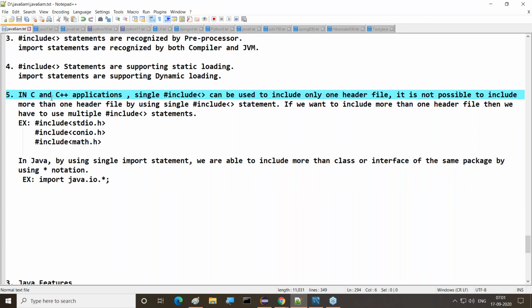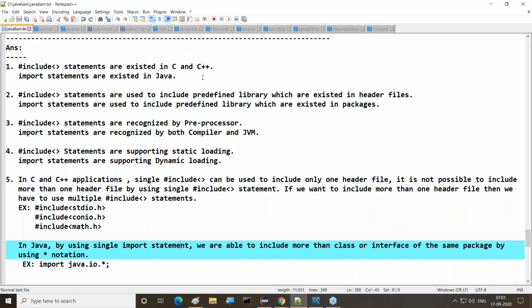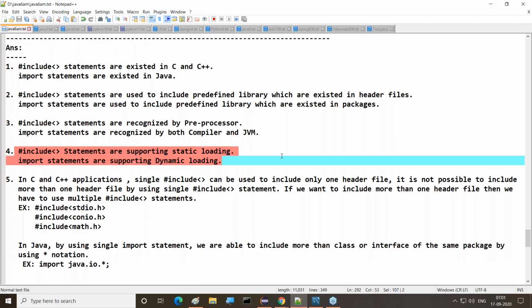So totally, what was the point here? Hash include statements exist in C and C++. Import statements exist in Java. Hash include statements are used to include the predefined library which exists in header files, whereas import statements are used to include the predefined library which is available in the form of classes and interfaces in packages, or in the form of packages. Good. Hash include statements are recognized by the preprocessor. Import statements are recognized by both compiler and JVM. Hash include statements support static loading. Import statements support dynamic loading.